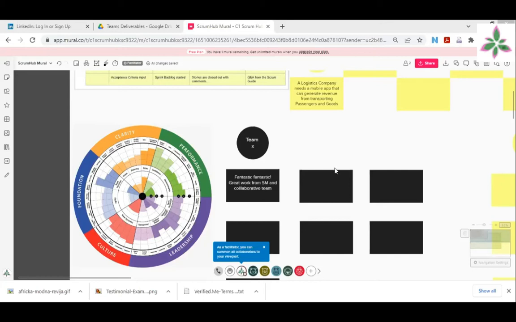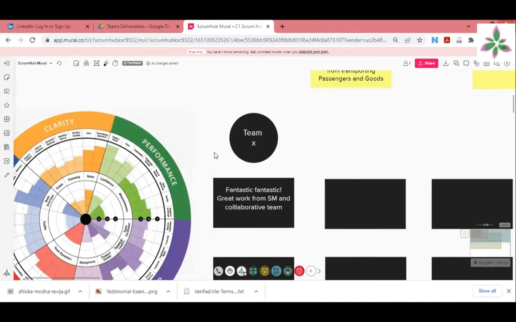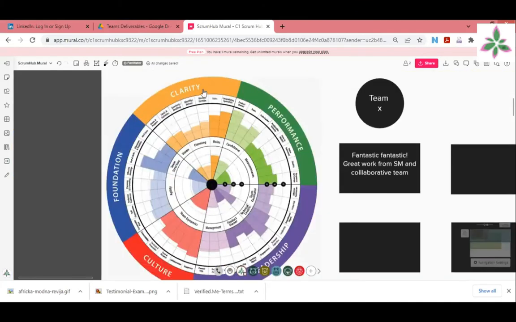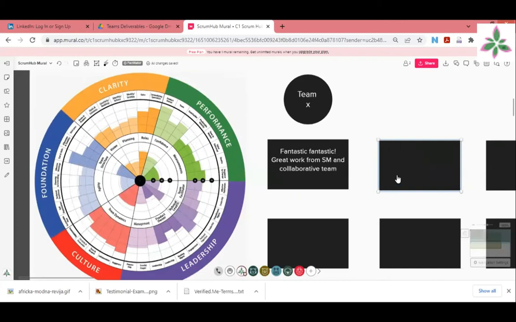So what I'm just going to do now is zoom in to this wheel and ask the audience what they feel. In terms of clarity, on a scale of 1 to 5, what would you write, anonymously? What would you put here for Team X? Please feel free to use the Mural link to put a score for them in this rectangle for clarity. This orange segment is called clarity.